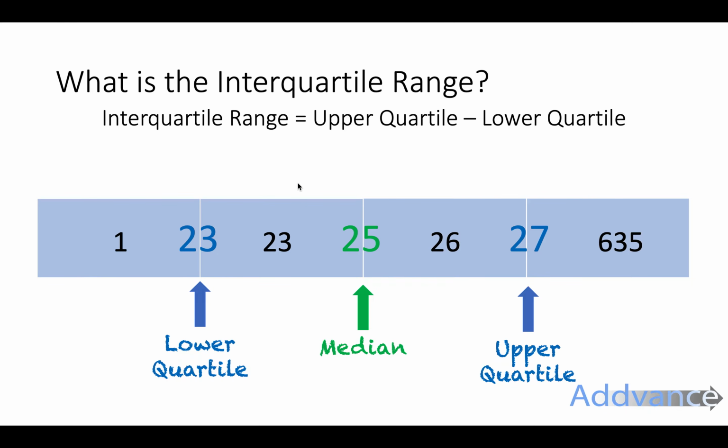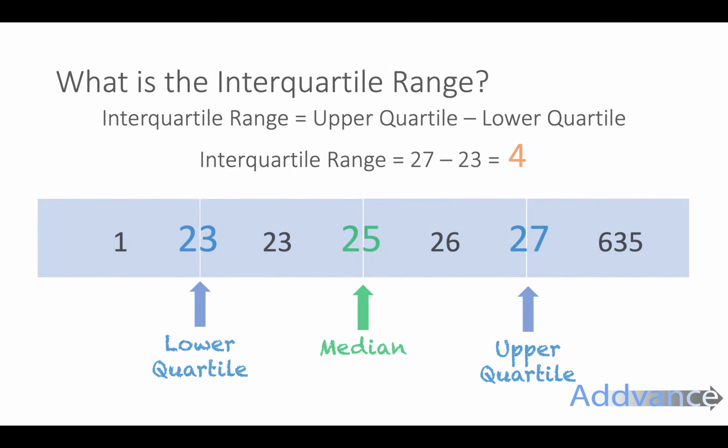Now the interquartile range is given by the upper quartile, subtract the lower quartile. Here the upper quartile is 27, the lower quartile is 23, you subtract them, and the interquartile range is 4. Okay? Let's see that in action.